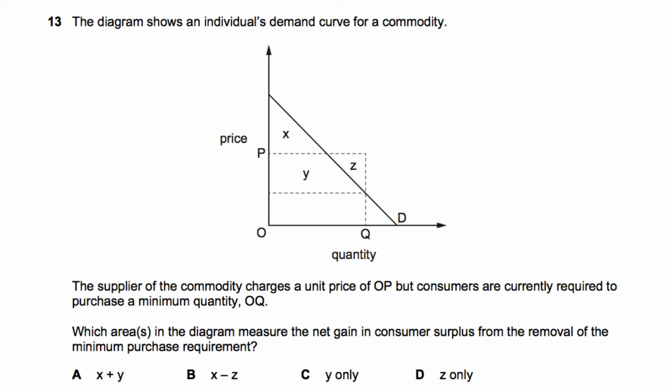requirements? So if there's a minimum purchase requirement, let's figure out what's the consumer surplus with the minimum purchase requirement and what's the consumer surplus if that requirement is taken away, and then we'll compare the consumer surplus to find out the net gain. So let's look at what's the consumer surplus when there's a minimum purchase requirement.